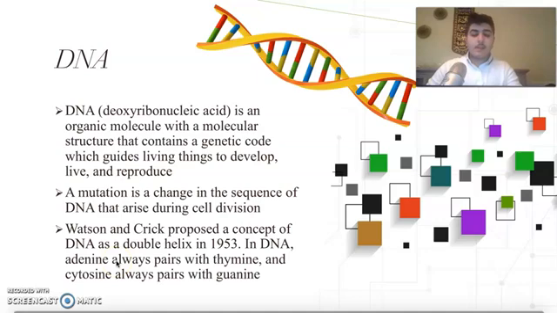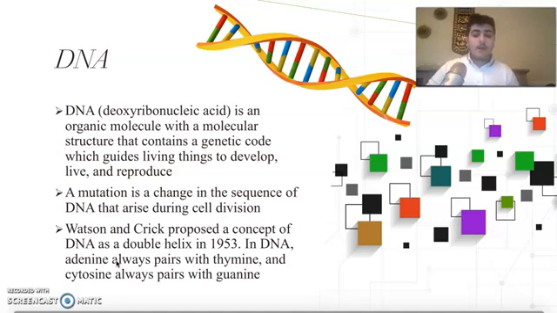DNA is an organic molecule with a molecular structure that contains a genetic code which guides living things to develop, live, and reproduce. Within the blueprint of life, spontaneous spelling mistakes or mutations can occur, leading to potentially catastrophic errors. One possible candidate for these spontaneous mutations is the quantum mechanical tunneling of hydrogen atoms within the bonds.